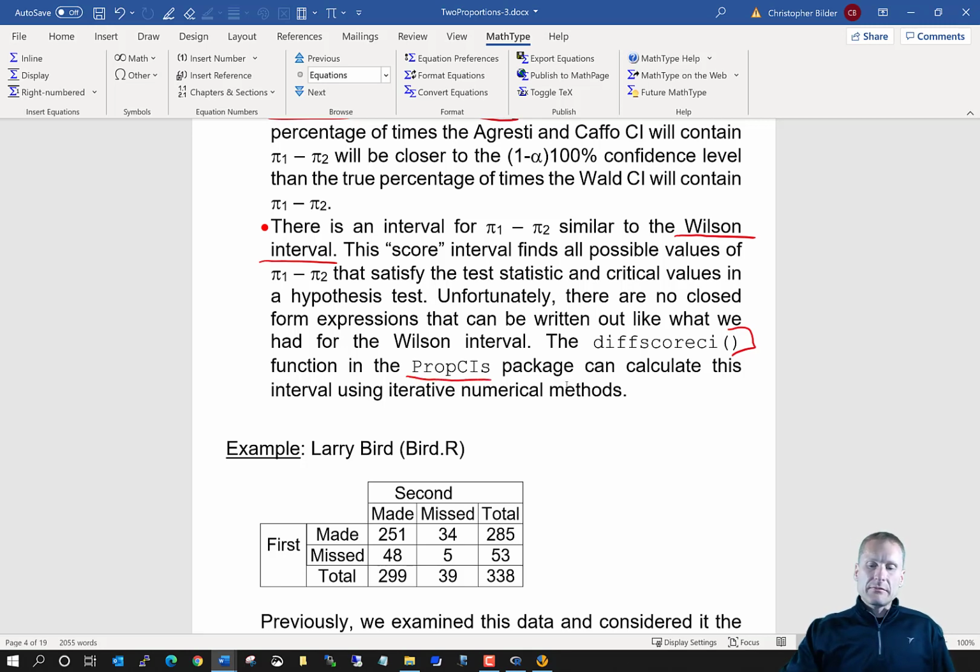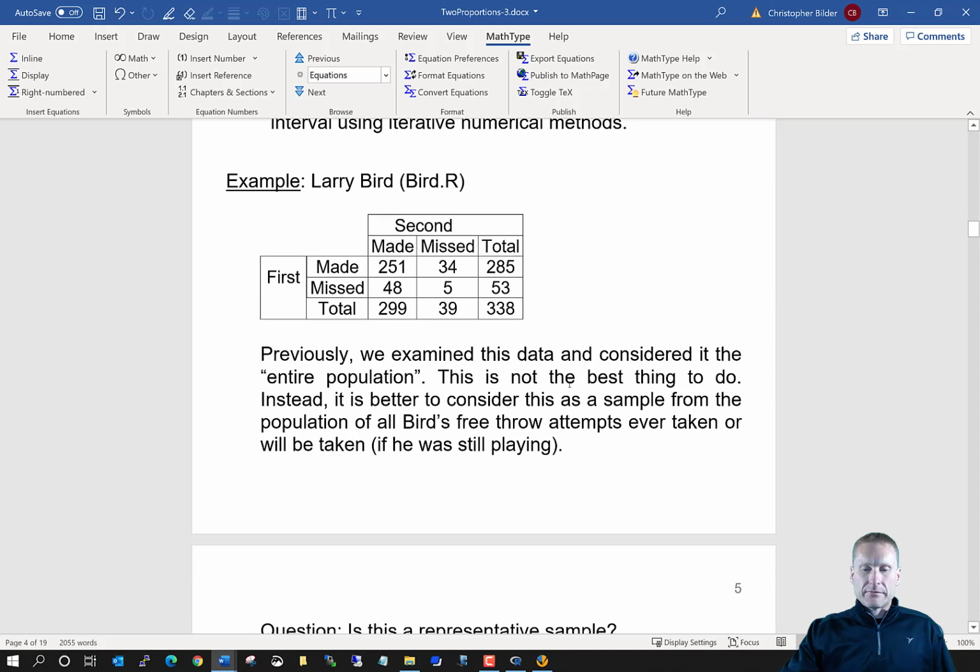Okay, so let's take a look at an example. We're going to go back to an example we've discussed before. This deals with the Larry Bird data. So in the past, we basically analyzed or examined this data as if this was the population of all possible free throws or pairs of free throws that Larry Bird could do. This actually isn't necessarily the best way to approach the problem, though.